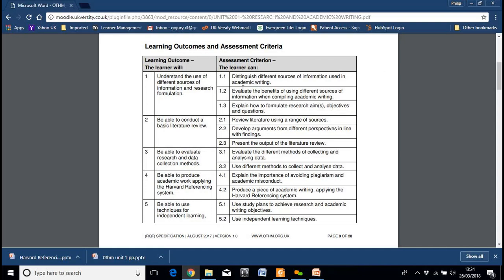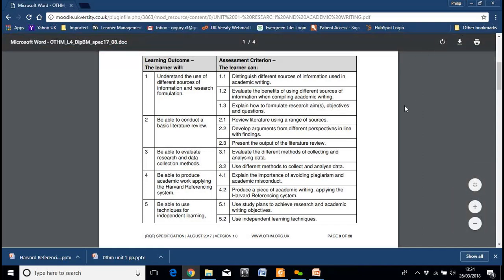Again, it's 1.2: evaluate the benefits of using different sources of information when compiling it. So, what sort of information are you going to produce? Is it going to be purely read from books? Are you going to use websites? Are you going to use data online? Anything of that nature. So, evaluate the benefits of using those different sources.